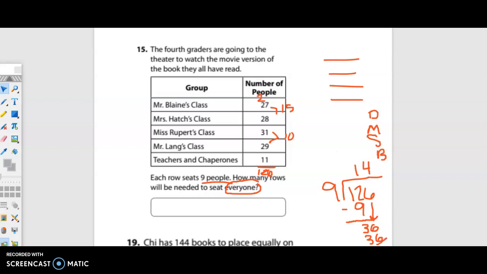So then I would subtract again. 36 minus 36 is 0, so that means I don't have a remainder here, and there's nothing else for me to bring down, so I can just stop. That tells me 126 divided by 9 equals 14. So there will need to be 14 rows in order to fit everybody.